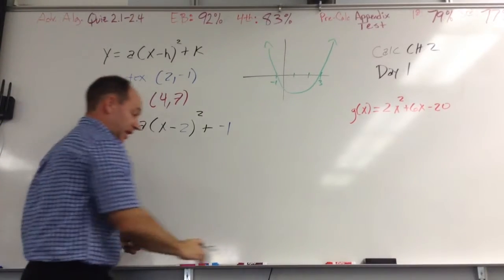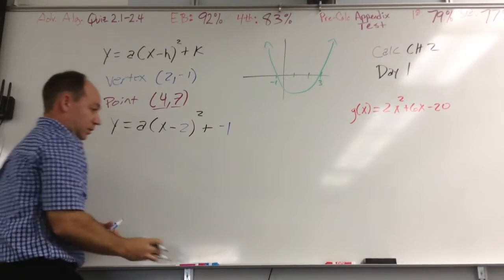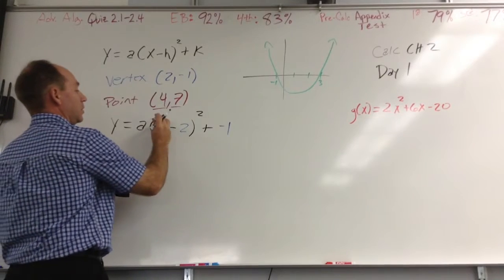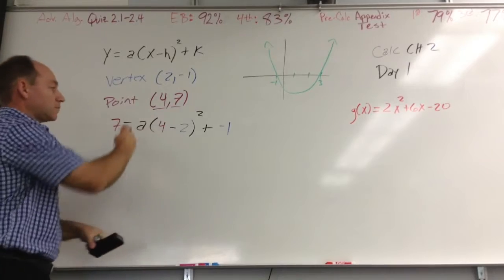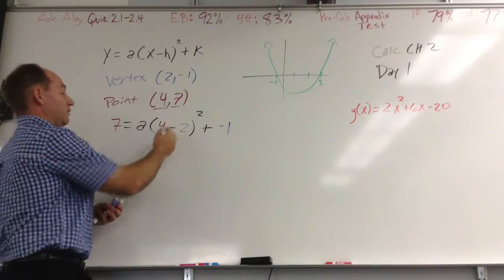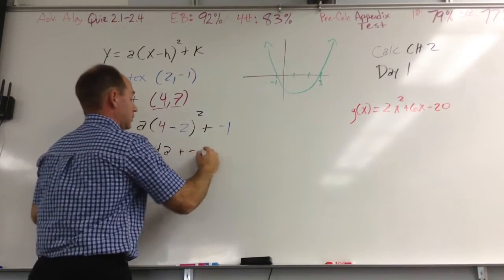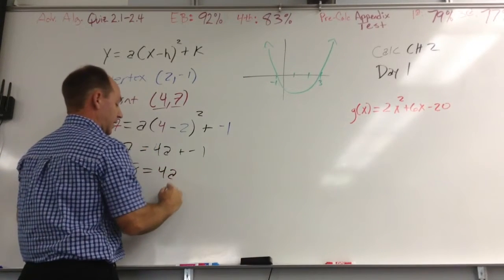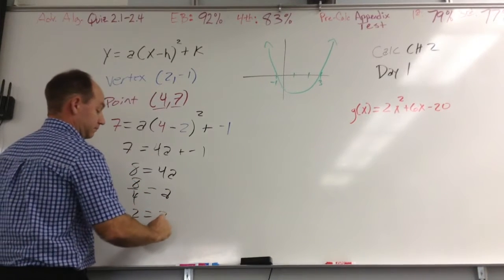The second part, I'm going to use the fact that I know that I have this point, that when x is 4, y is negative 7, and we're going to go ahead and plug that in to figure out if there's anything else we don't know. Well, when x is 4, the y value is negative 7. And as you can see, there's only one variable that we haven't solved for yet. So we go ahead and take 4 minus 2 and get 2. We square that, we get 4. So 4a plus negative 1 is negative 7. We add 1. Negative 6 is 4a. And how convenient that the a is negative 6 divided by 4.